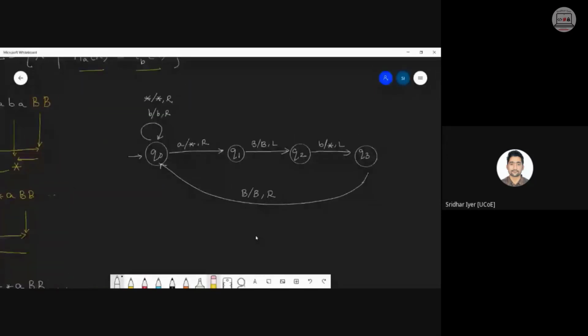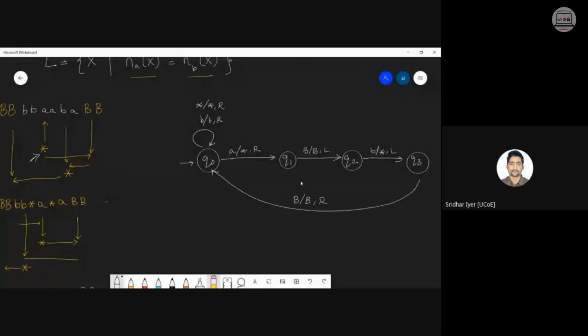Now in Q1 state, what exactly are we doing? We are bypassing every single character and we are trying to find the blank, right? So in this Q1 state, you need to add a loop where you would be bypassing all the B's that you encounter on the way, all the A's, and all the stars that you might encounter on the way. We are simply bypassing every single character until we reach the blank symbol. This is exactly what we are doing.